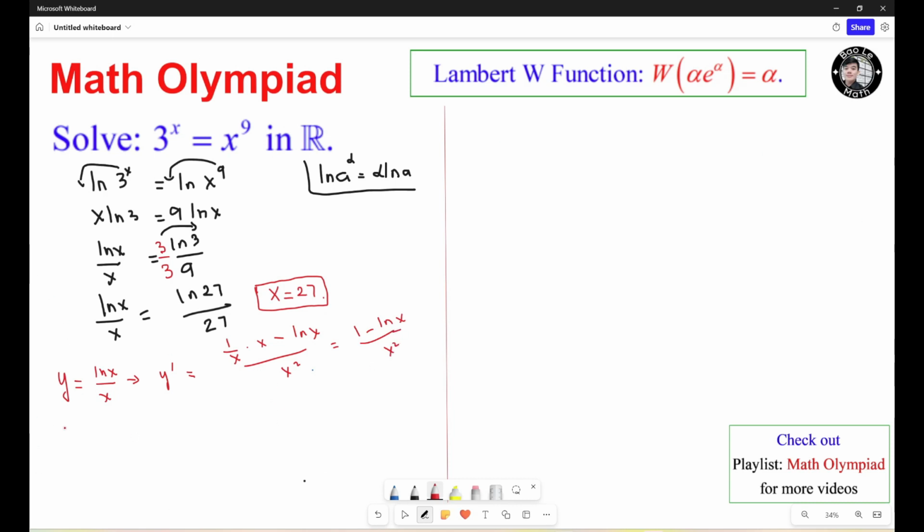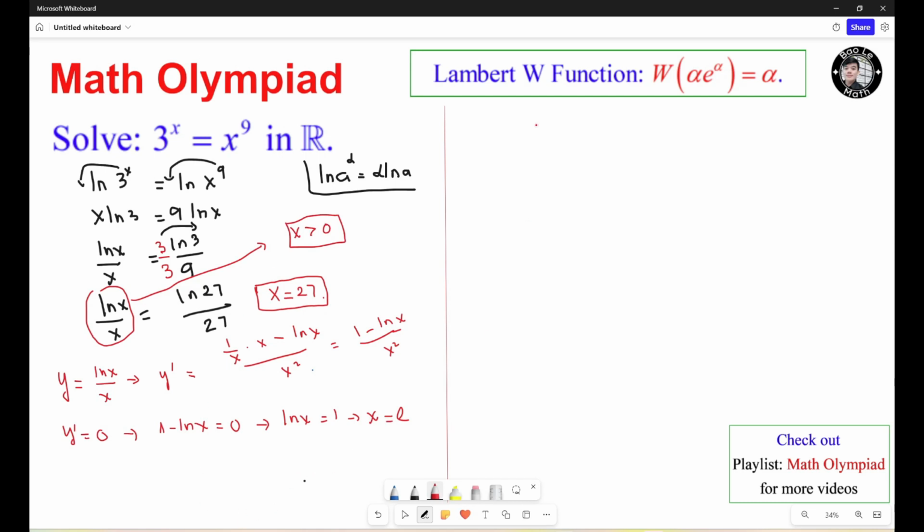Let's set the derivative equal to 0 to find the critical point. So it turns out to be 1 minus natural log of s equals 0, and then natural log of s equals 1. s should be equal to e. Now note that natural log of s over s is defined only when s must be greater than 0. So keep that in mind.